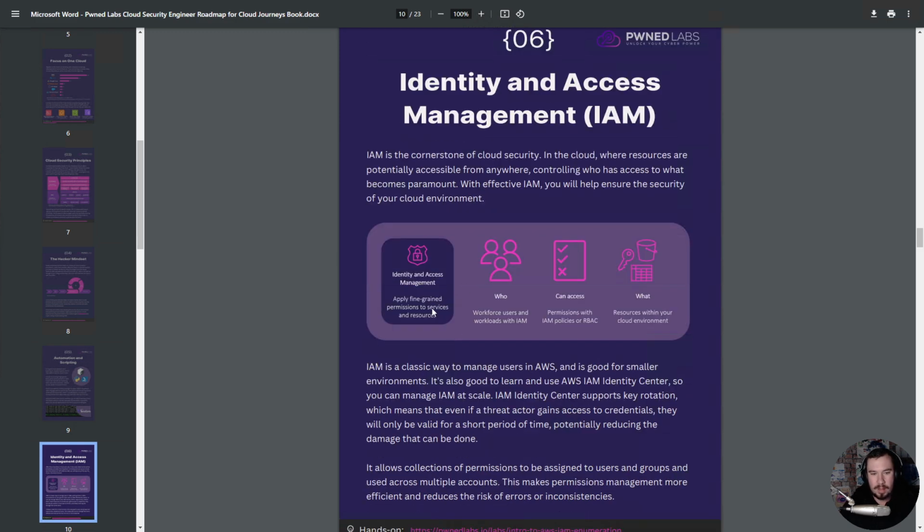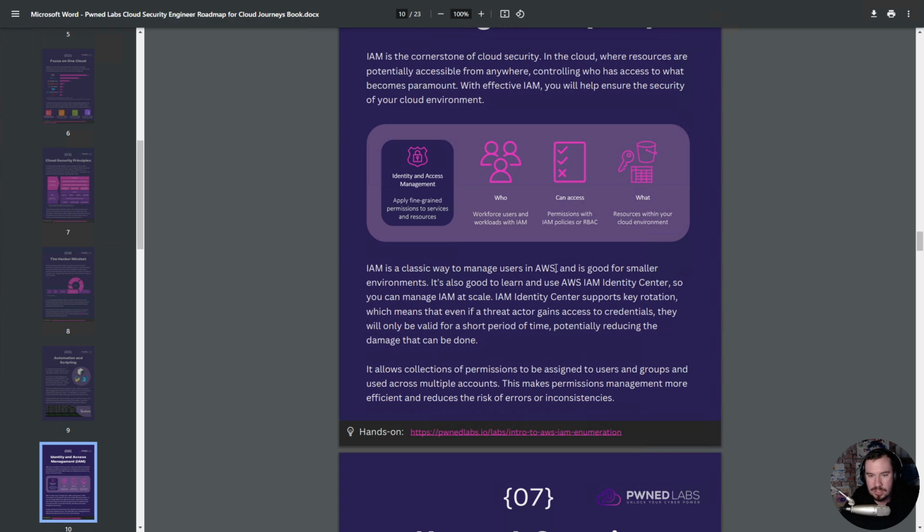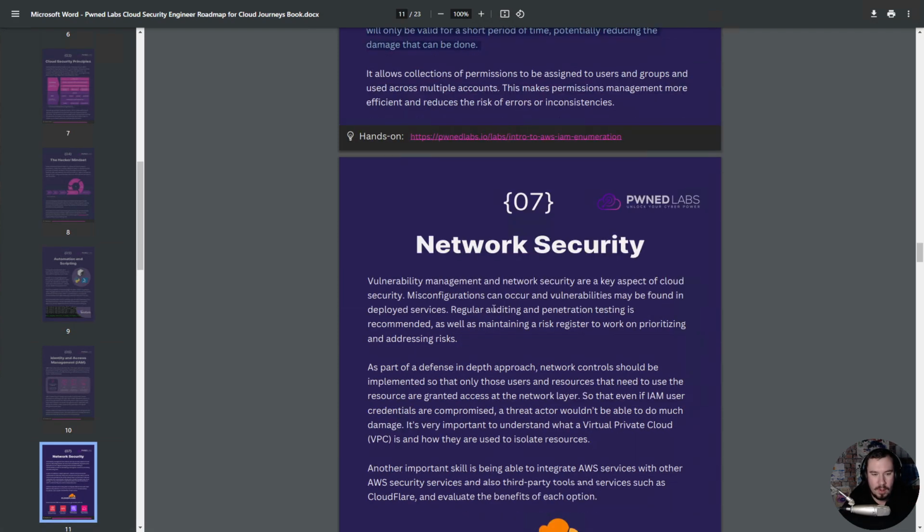But what is it? Well, it applies fine-grained permissions to services and resources, what we can access, and what. So IAM is a classic way to manage users in AWS and is good for smaller environments. It's also good to learn and use AWS IAM Identity Center so you can manage IAM at scale. IAM Identity Center supports key rotation, which is important, which means if a threat actor gains access to creds, they will only be valid for a short period of time, reducing the damage that can be done. And I will say in a lot of organizations, although this is available, many don't practice it. So when I do an AWS pen test, this is always a suggestion. Turn on key rotation.